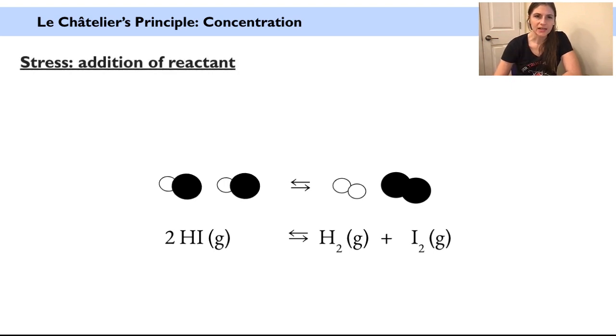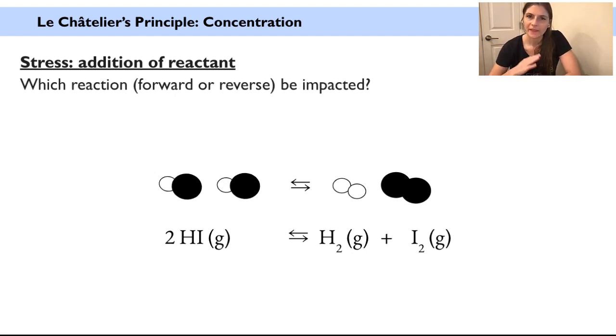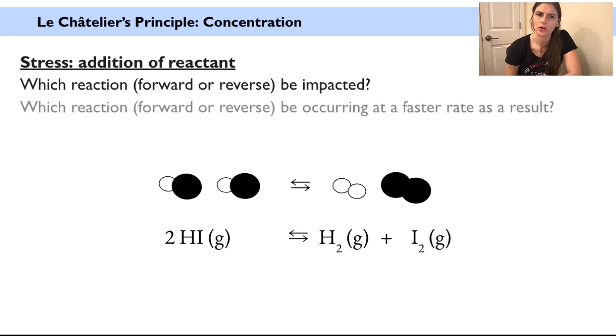If we add additional reactant particles, so if I add more HI to the system, I want to think about which reaction, forward or reverse, is going to be impacted by this change. And then I want to think about, based on how that impact occurs, which reaction, forward or reverse, will be occurring faster, will be favored as a result of this change.